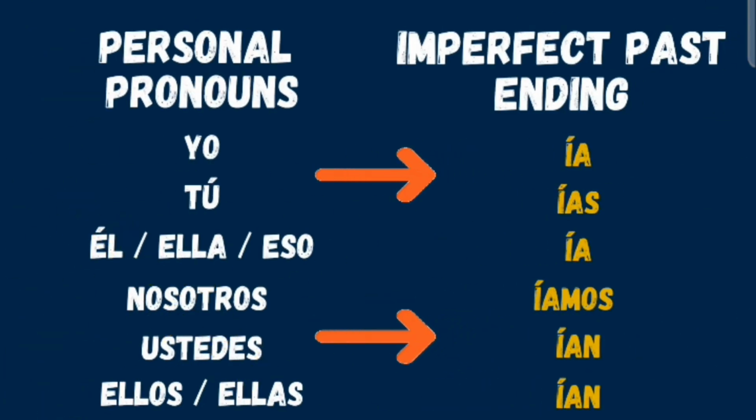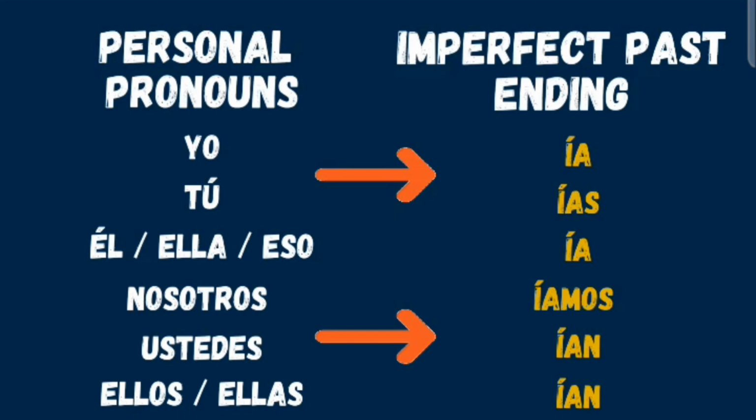To create a sentence, remember, first you have to put your personal pronoun. And then you have to put your verb conjugated in the form you want. In this case, we're going to see the imperfect past. So you have to check the ending of your verb. Now, first, let's start with the personal pronouns.